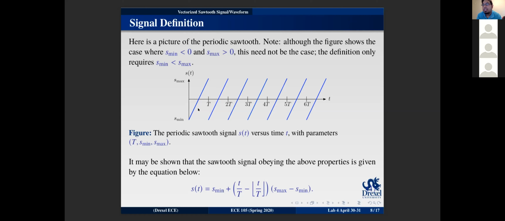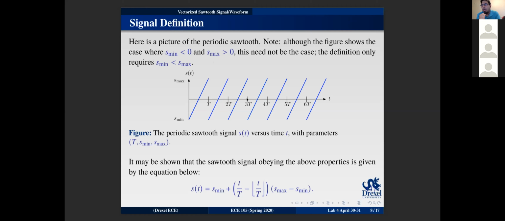Okay, so that's a sawtooth waveform. Basically, you start from a minimum value of the signal, go all the way to a maximum value, and then you start over and over again. If you take a look, the period for all the waveforms is T. For this second one, it starts from T, goes all the way to 2T, then from 2T to 3T. It's always capital T, the time period of the signal.